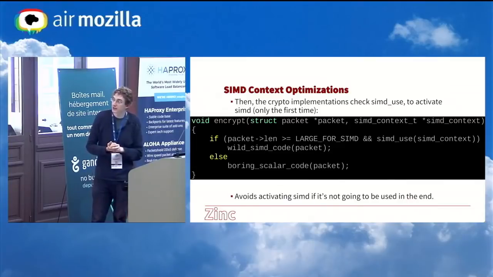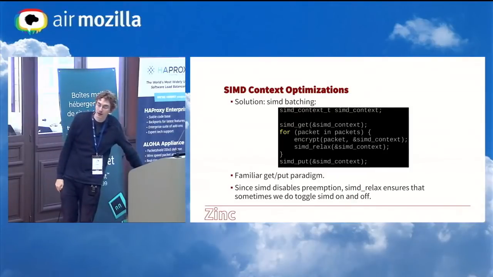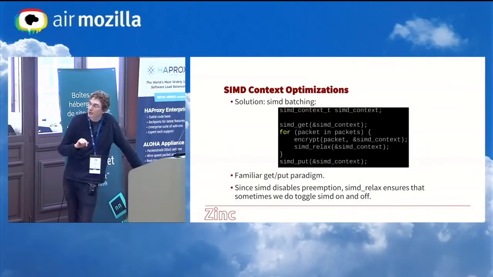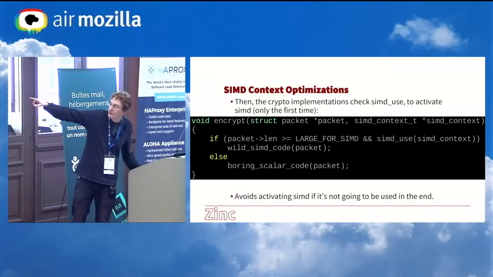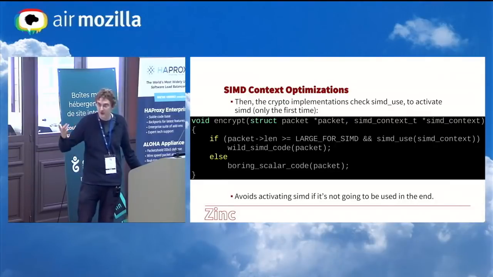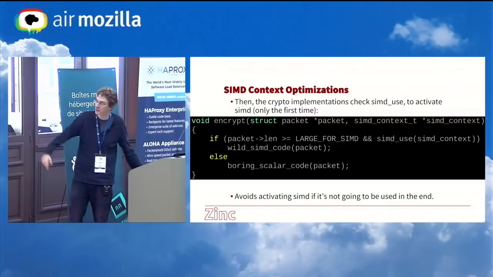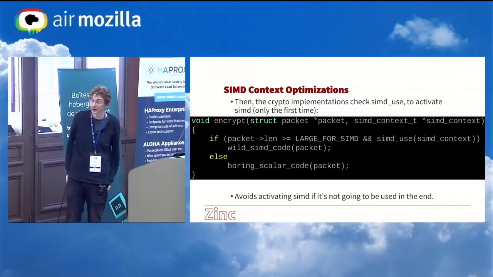So then when crypto implementations actually use this, calling SIMD get won't actually call kernel FPU begin right away. It'll just set a flag that indicates whether or not it's available. Because what if when we call encrypt, we don't actually want to use SIMD in the first place, which is the case for many ciphers: if the input length is too small, it's faster to use the scalar one and not to use SIMD. In which case, we wouldn't want to have the overhead of xsave and xrstor. So when you actually want to use it, you use SIMD use, which checks to see if it was available, and if it hasn't been set before, calls kernel FPU begin. So in this case, we go to the boring scalar code and never call kernel FPU begin if we don't actually need it.